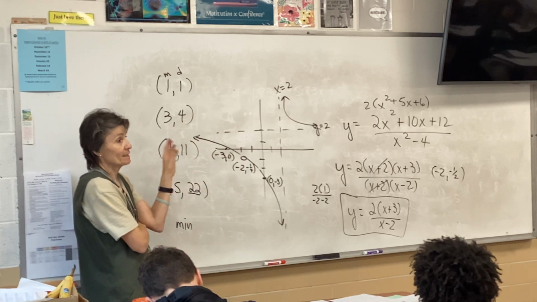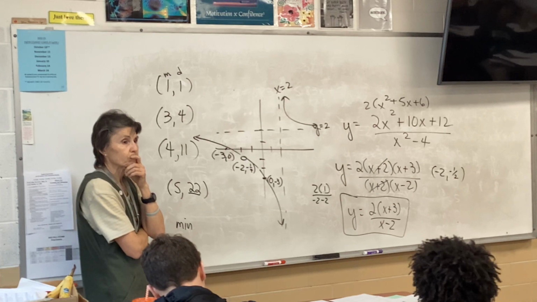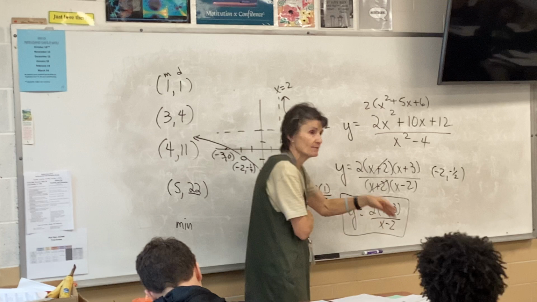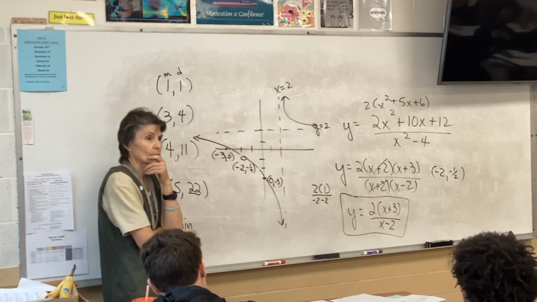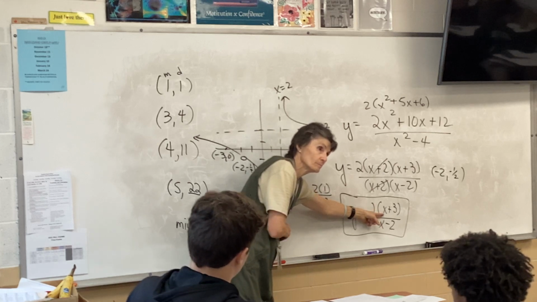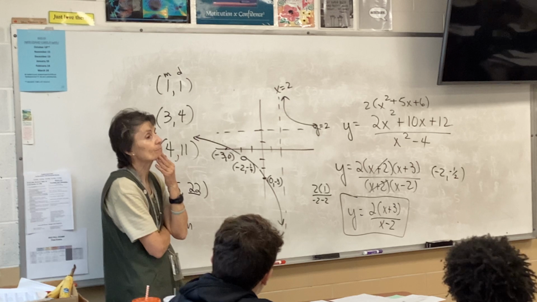So that could be lots of different questions. How do you find the hole again? Whatever canceled, that's your x value, plug it back in, and that gives you your y. So x plus 2 canceled, so I plugged in negative 2. Okay. So that makes 9.